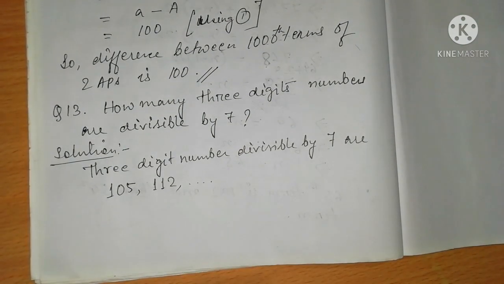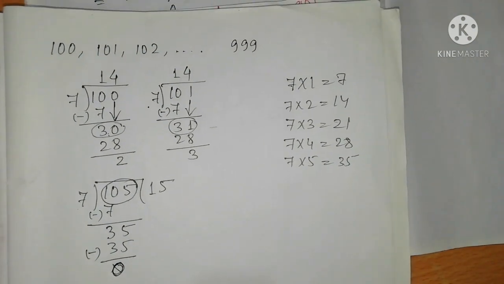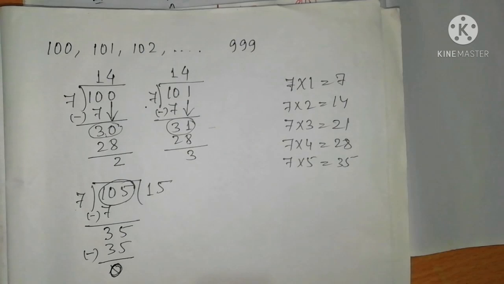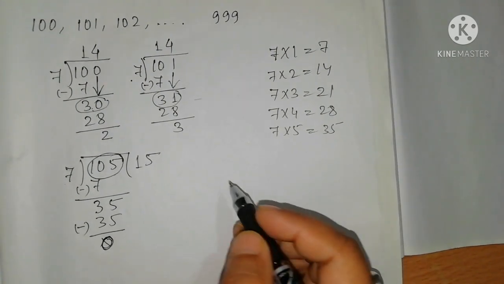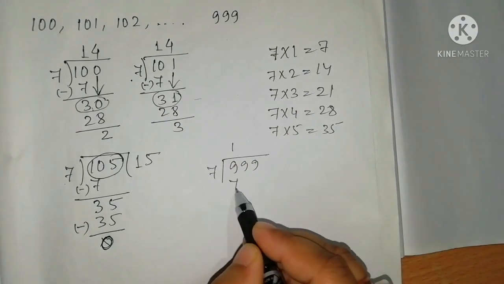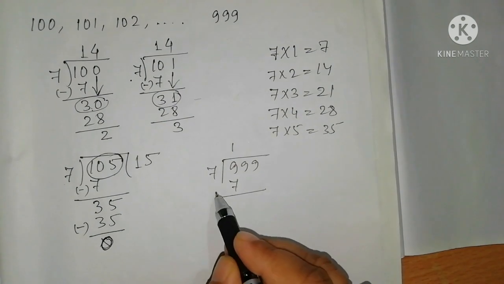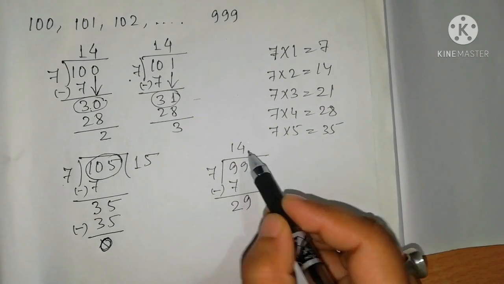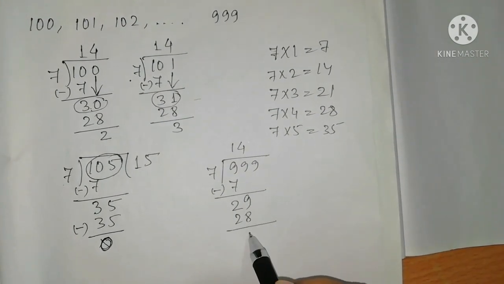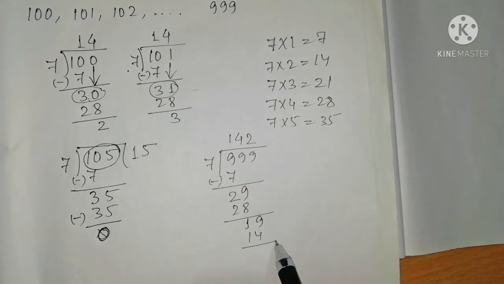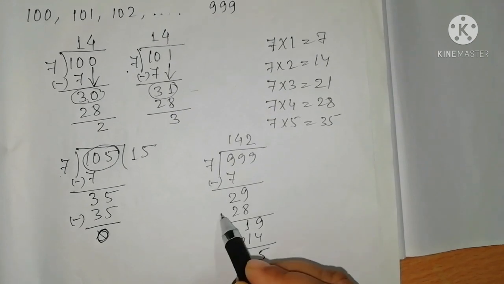Similarly, we need to find out the last three-digit number. Again, coming to the numbers here. As we know that 999 is your last three-digit number. So let me divide this 999 by 7. 7 1s is 7. We do subtraction. 2 comes down. 9. Then 7 4s are 28. 1 comes down. 19. 7 2s are 14. Okay. 5 we got as a remainder.